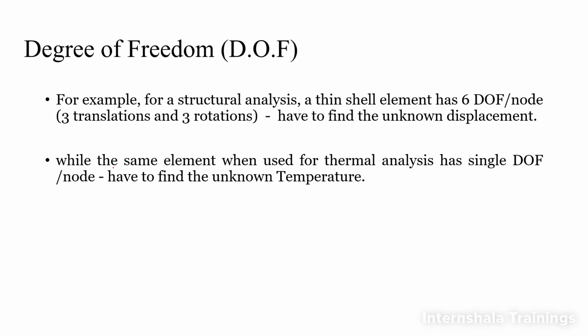Then see, if we take an example, a 2D thin shell element will have 6 degrees of freedom at each and every node when we are performing structural analysis on it. But the same type of element, if we consider it for thermal analysis, will have only a single degree of freedom. So this is one example where the degrees of freedom for each node vary based on the type of analysis we are going to perform, right?